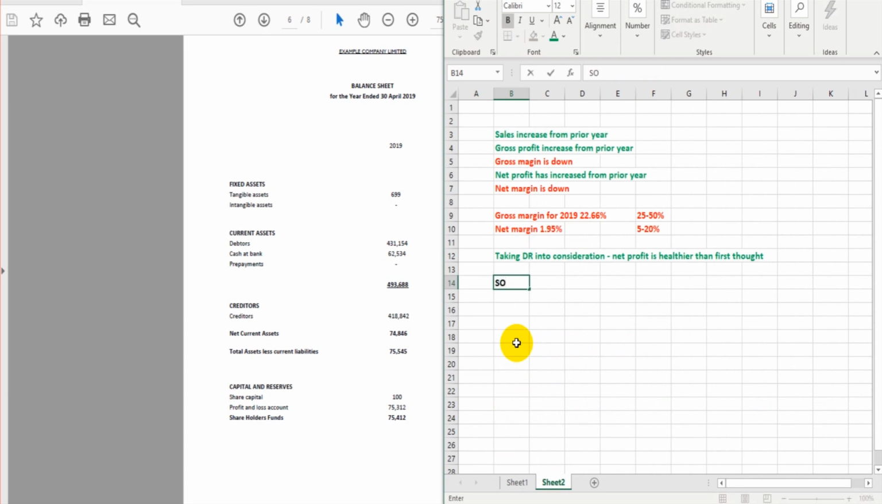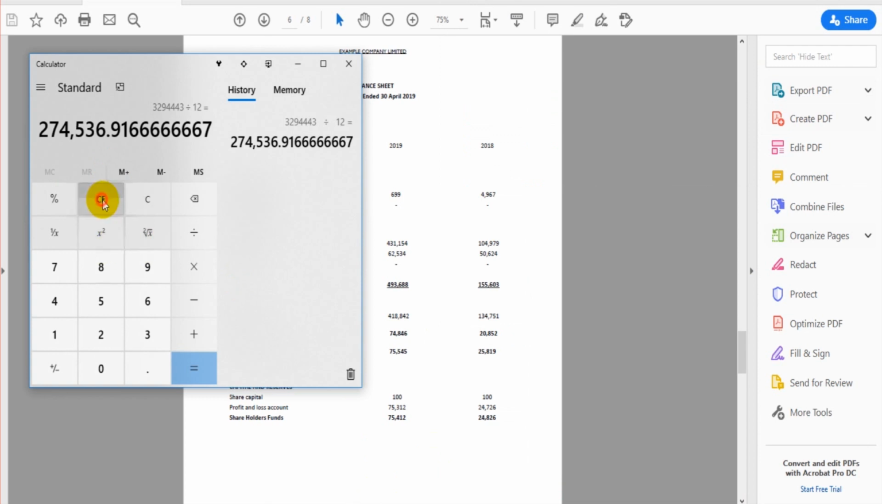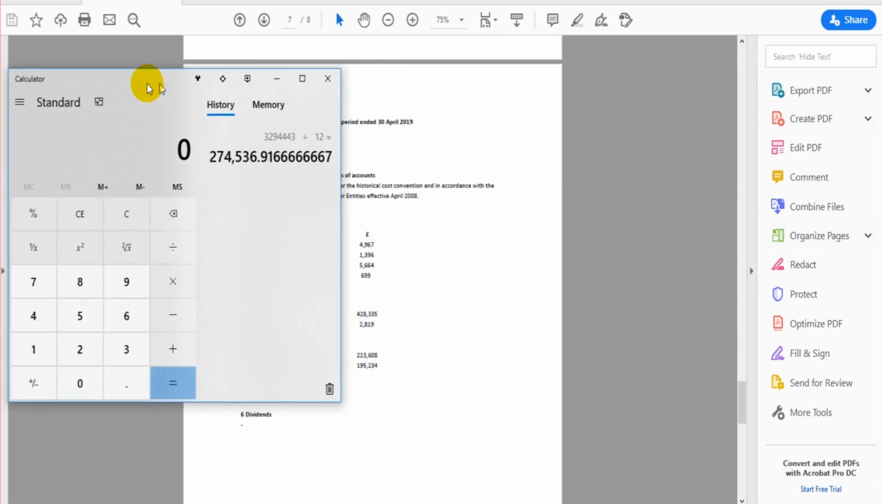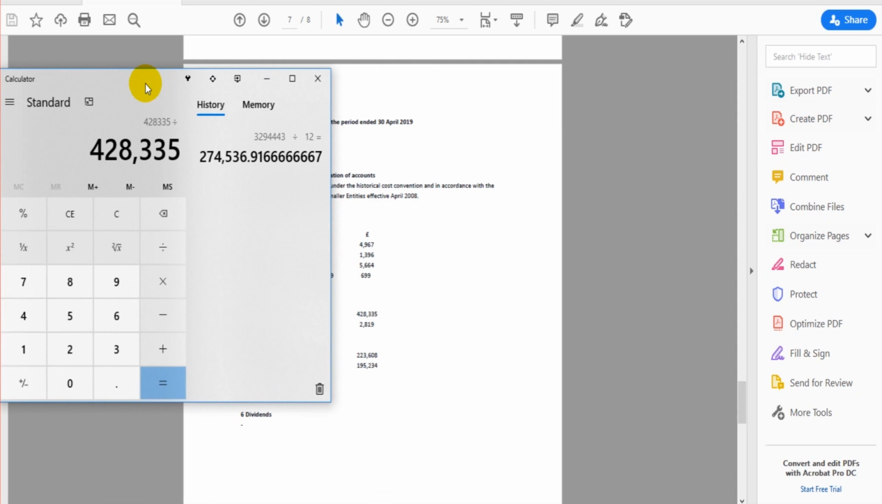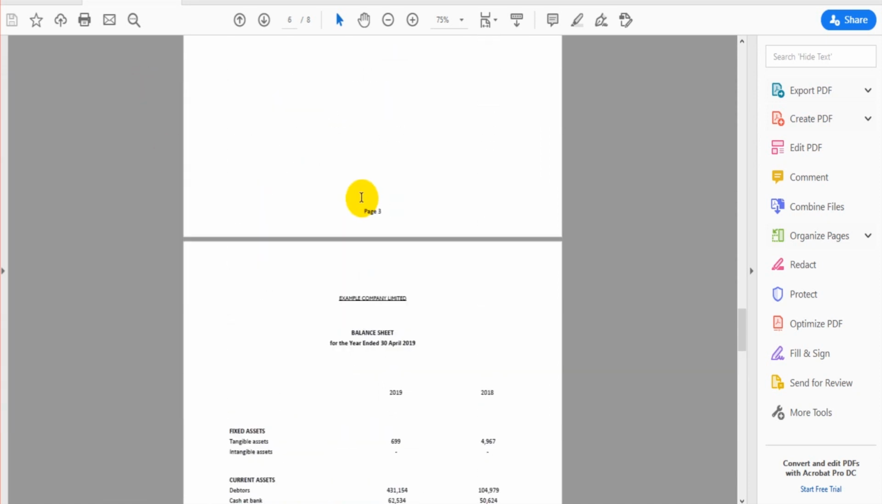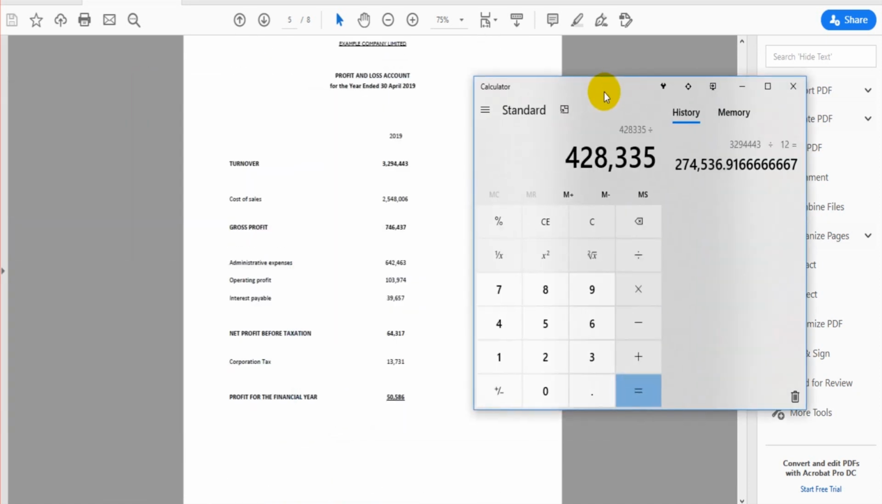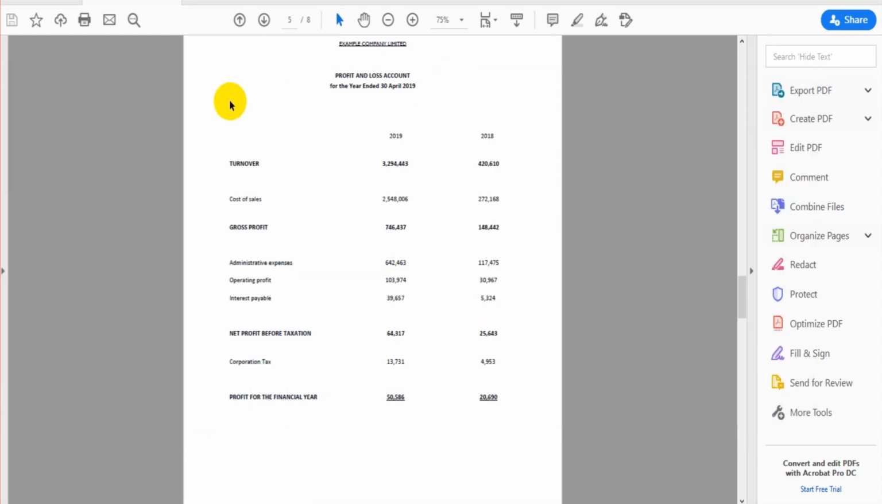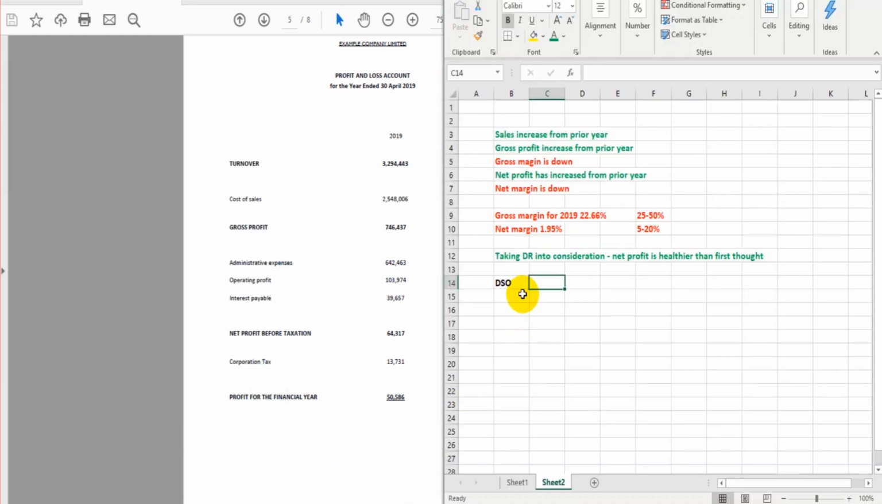So DSO, I'm saying it's well over 1 month. Let's actually use the right figure, which is down here, 428,335, divide by the total sales, 3,294,443, times by 365. It's 47 days, 47 and a half days outstanding, 47.5 days outstanding.